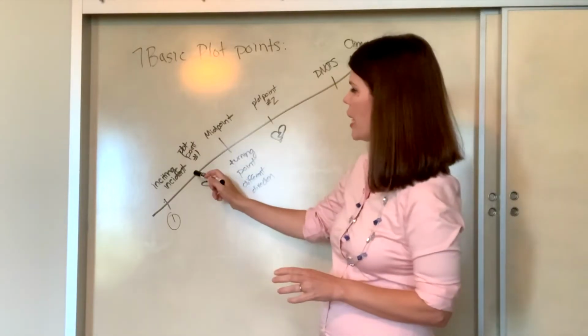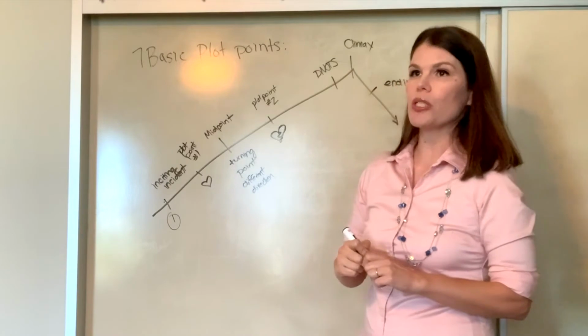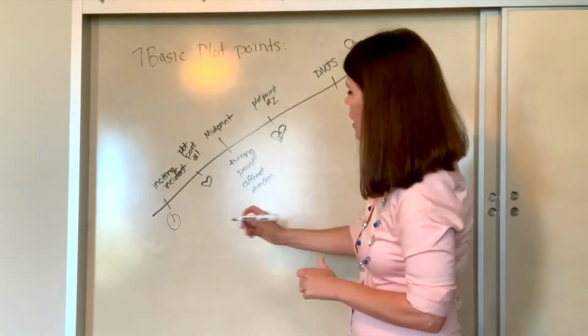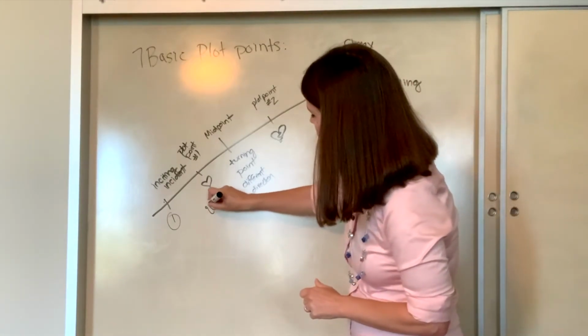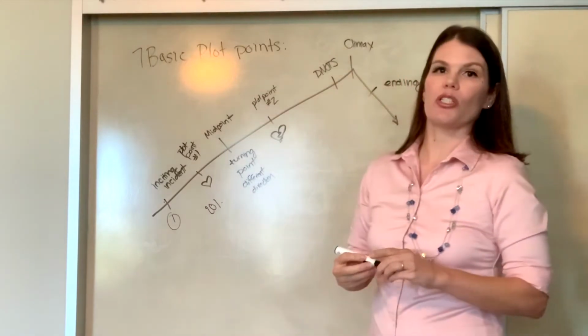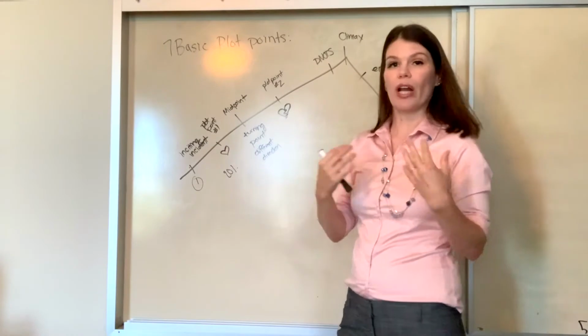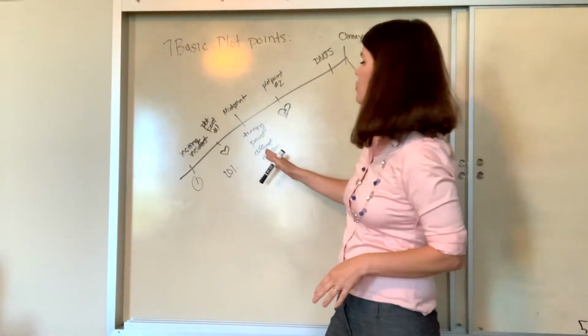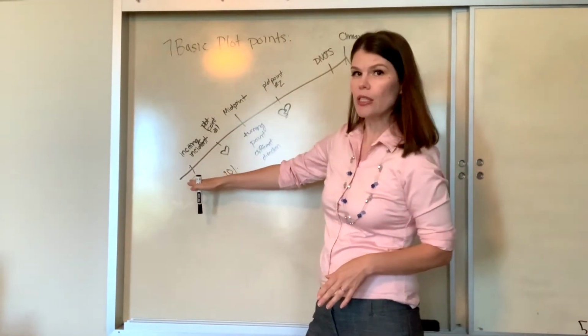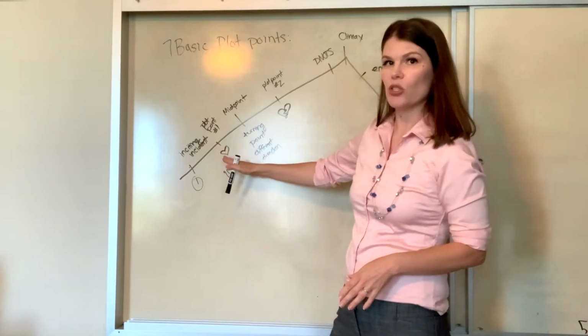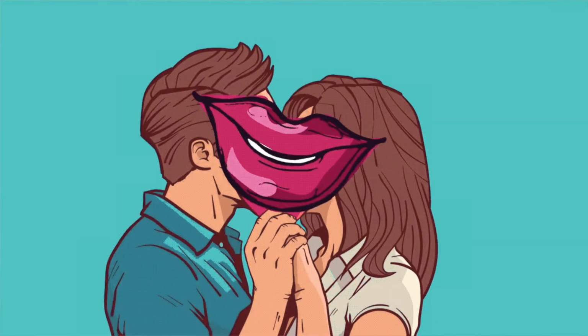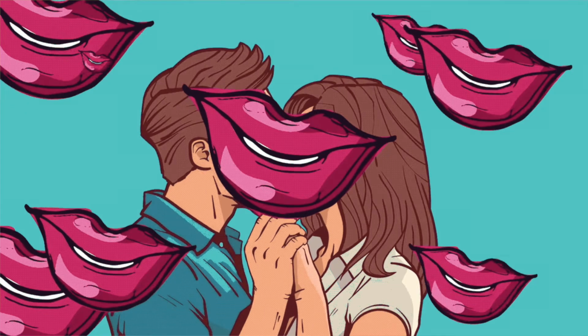Plot point number 1 happens at about 20% of your story. That means 20% of your story has gone by to that plot point. When I write romances, I actually introduce the romantic interest earlier, but at that 20% mark is usually when they either have their first kiss or they start to first realize that they have feelings for this person.